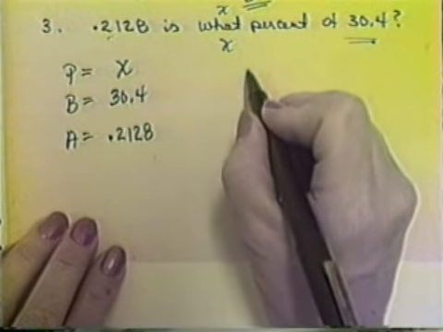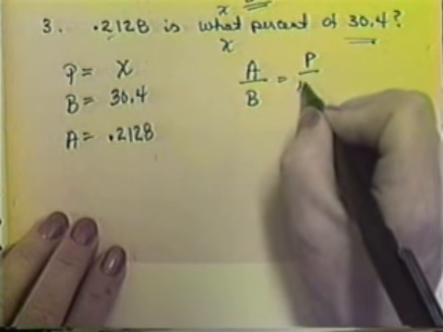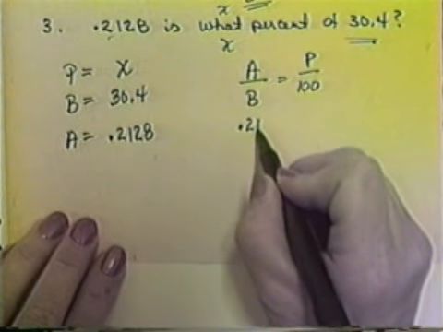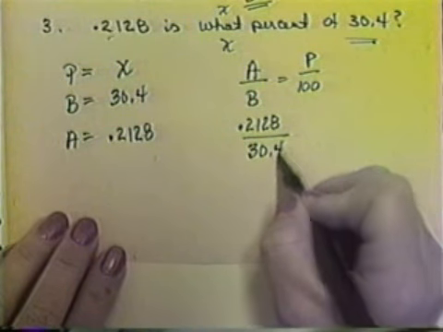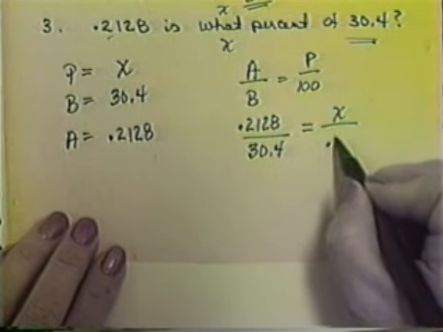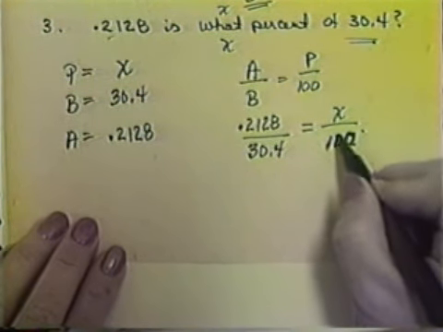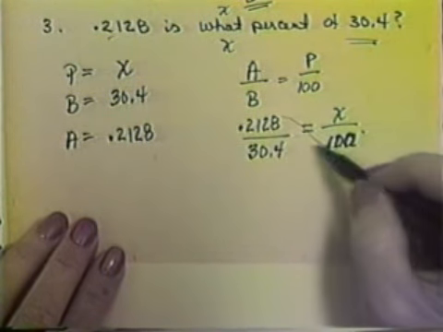Now let's fill in the formula. Amount over base equals the percent over 100 gives us 0.2128 divided by 30.4 is equivalent to the percent, which was our unknown, over 100. That's always 100, isn't it? Now that we have our proportion set up, we can solve the proportion by cross multiplying.